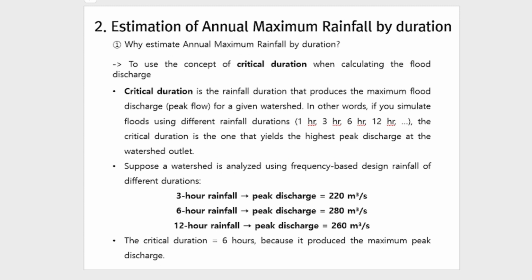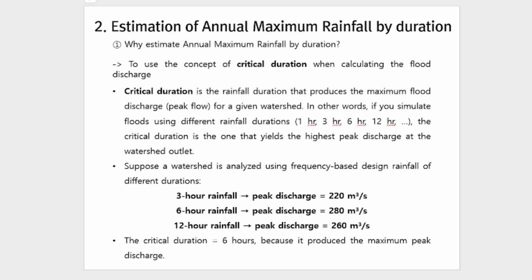So, estimation of annual maximum rainfall by duration. Why estimate annual maximum rainfall by duration? To use the concept of critical duration when calculating the flood discharge. Critical duration is the rainfall duration that produces the maximum flood discharge or peak flow for a given watershed.